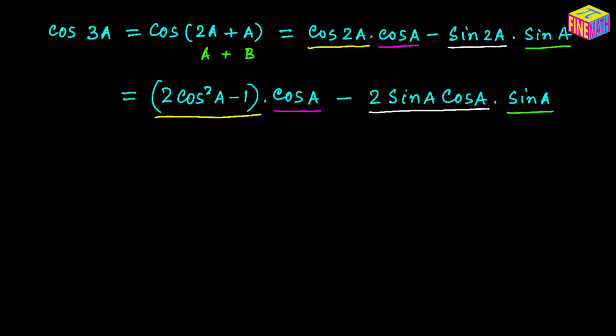And if we simplify this, what do we get? Well, from here we can say that this is, let's remove the parenthesis, so here it will be 2 times of cosine cubed of a minus cosine of a.